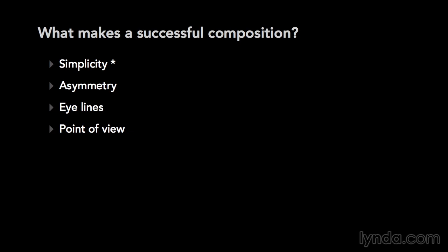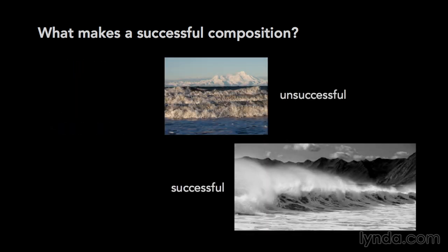You'll notice I have an asterisk next to simplicity because it's the single most important one. And then I look at asymmetry, eye lines, and point of view. Let's take a look at these 4 sets of images just briefly and do a quick comparison with them, and we'll dig into more details as we go. We compare the image in the upper left-hand corner, which is unsuccessful, with this one in the lower right-hand corner.